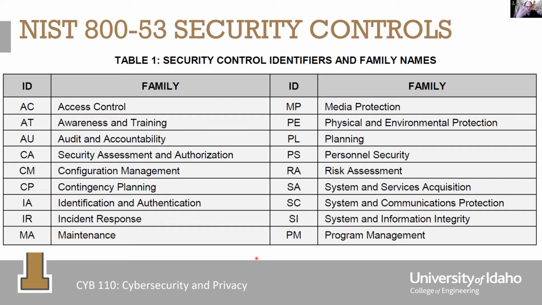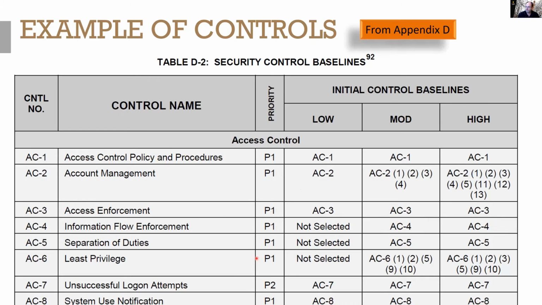So in the NIST standard, in Appendix D of this standard, they talk about different security control baselines. So they say your system is going to have initial control baselines, either low, moderate, or high. What level of risk is there if this system is compromised is really what this deals with. Then for each of the controls, you have the control number, AC-1, AC-2, AC-3. So AC-1 is access control policies and procedures. AC-2 is account management. On down, AC-7 is unsuccessful login attempts.